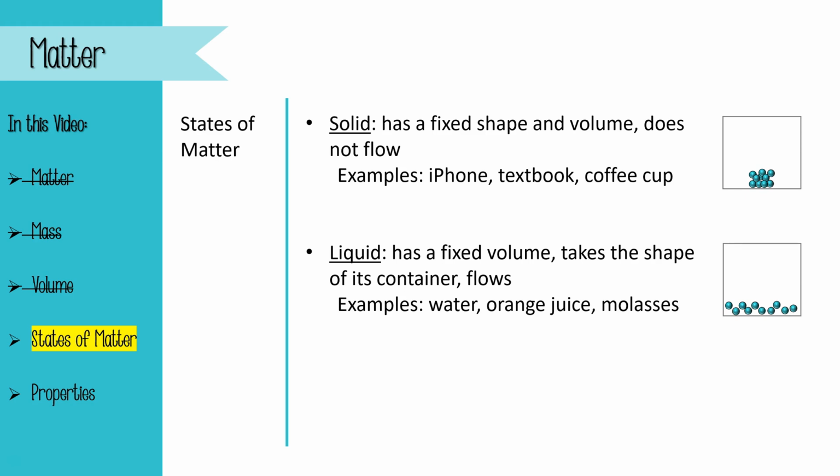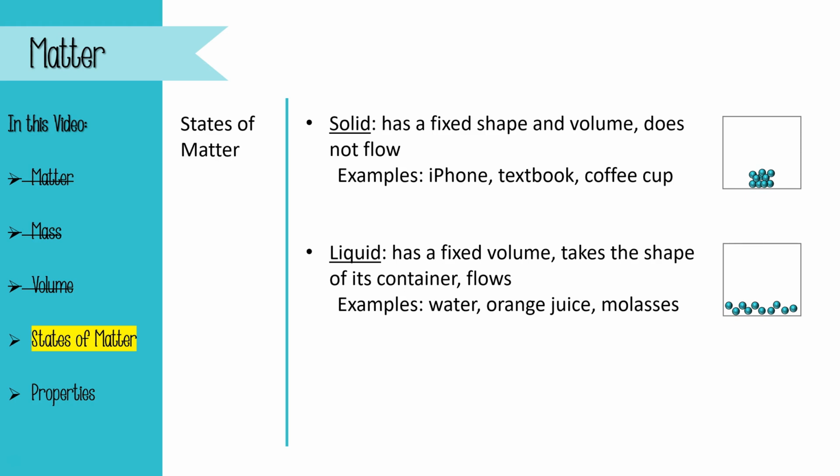The molecules are still in contact with one another, but they're able to move against each other if they're given a little help to take up a new shape. Some examples are water, orange juice, and molasses. Even molasses, which is pretty thick, is still able to flow.